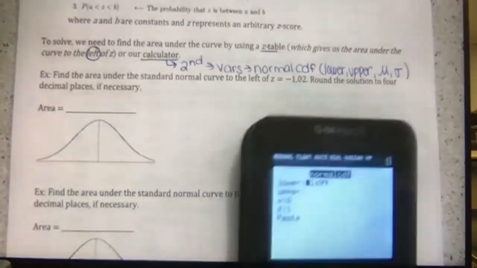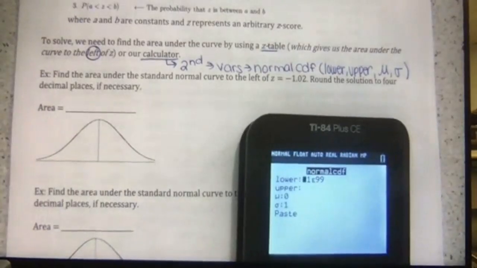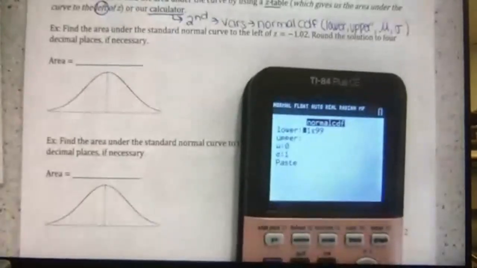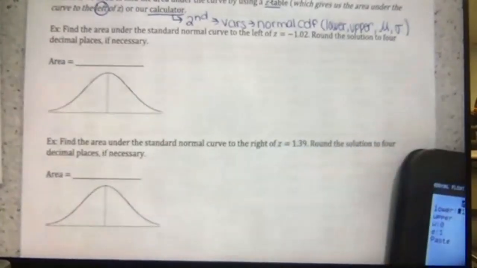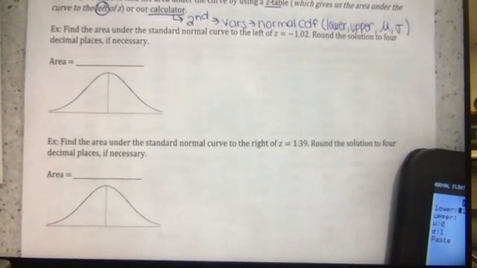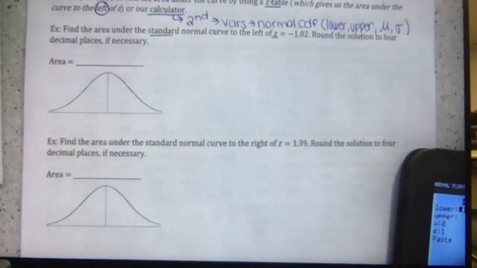All right, let's actually do an example. So the first example, straight from the homework, says find the area under the standard normal curve. By the way, whenever it says standard, I know I'm going to use Z. To the left of Z, which is negative 1.02. Round our answer to 4 decimal places.